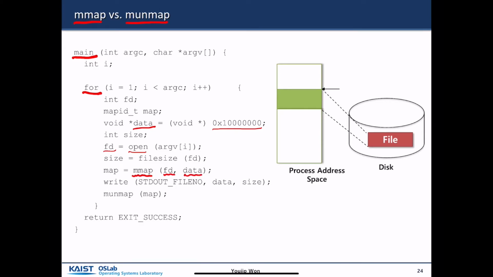The format of mmap is as follows. The first parameter is the file descriptor. The second parameter is the location within the virtual address space where the application wants to bind a given file.